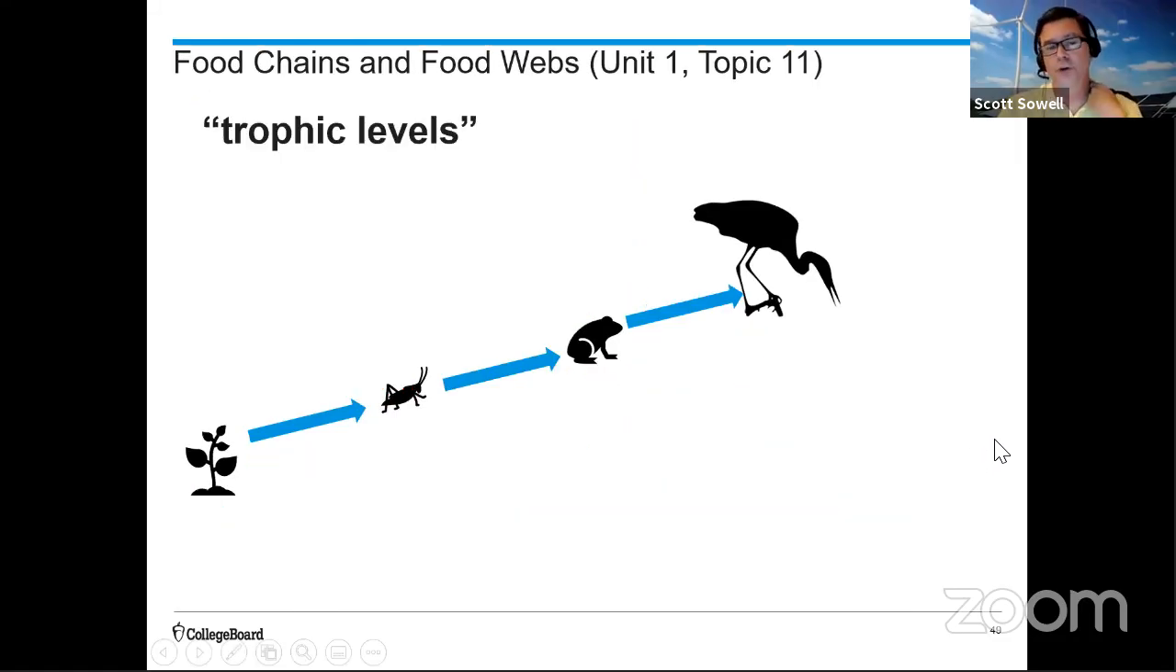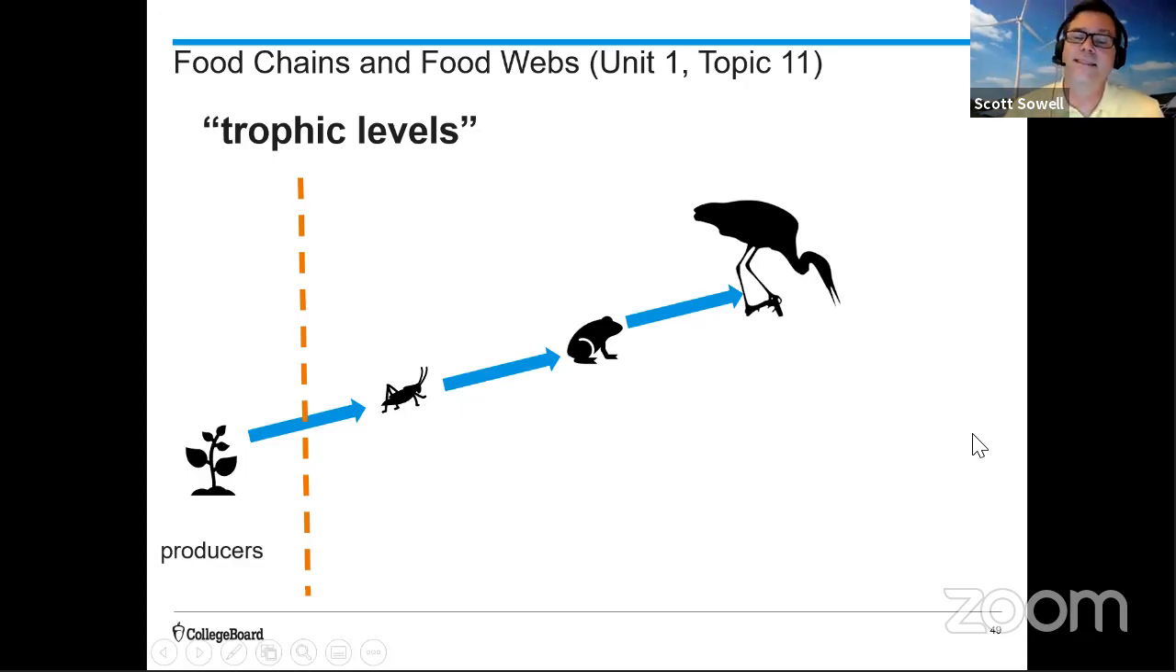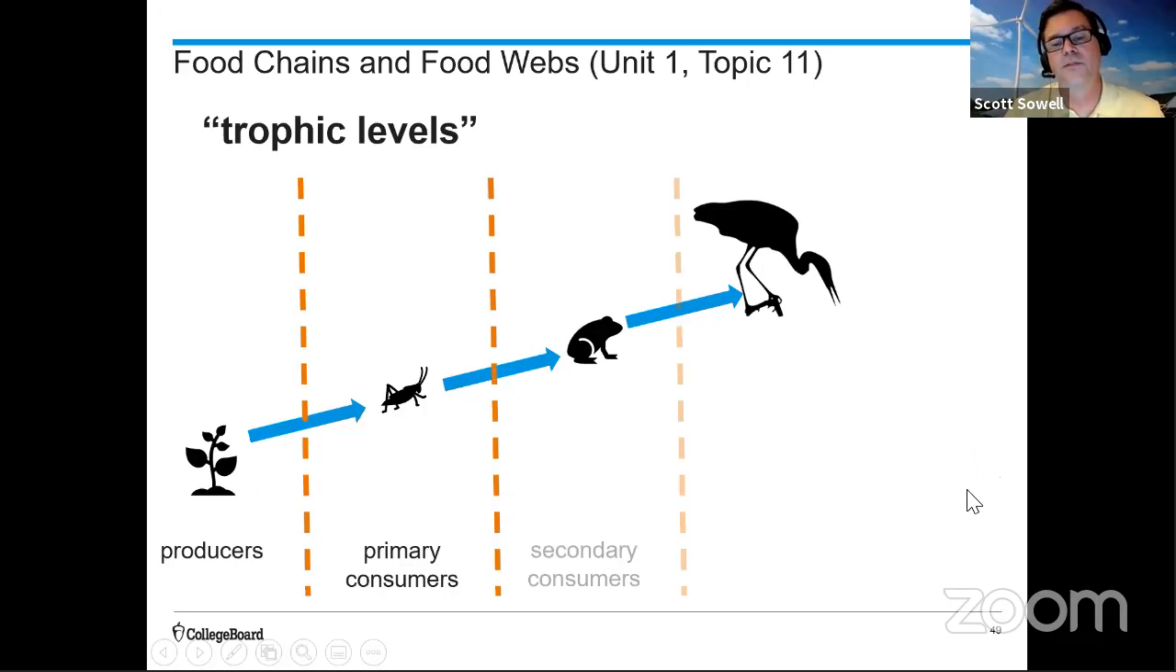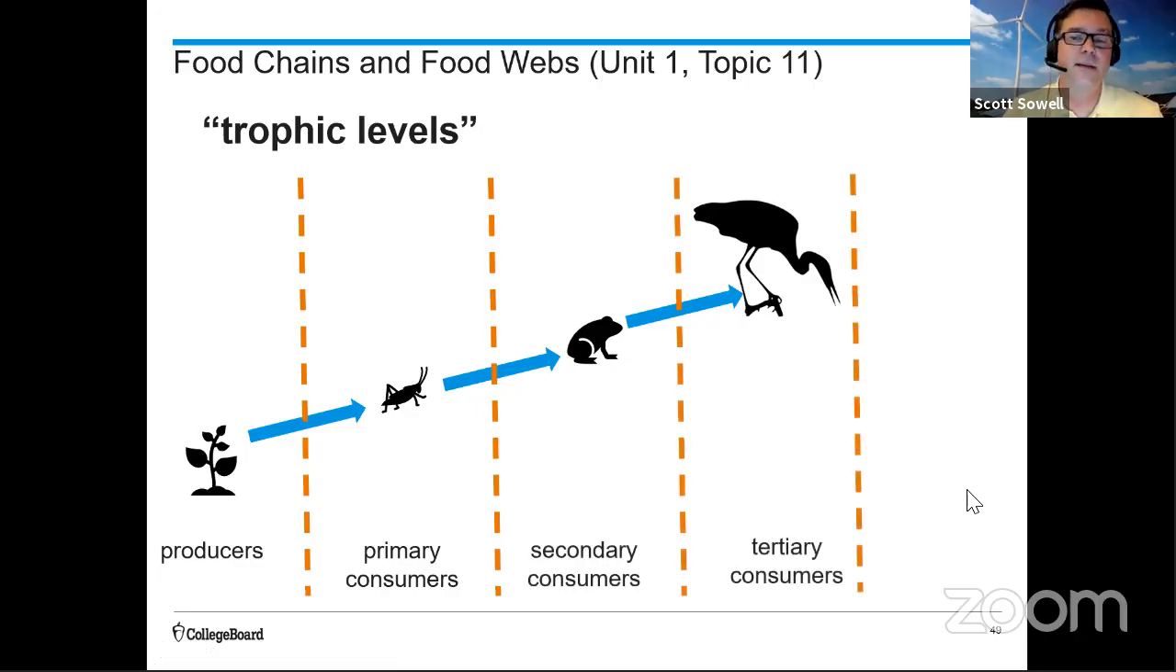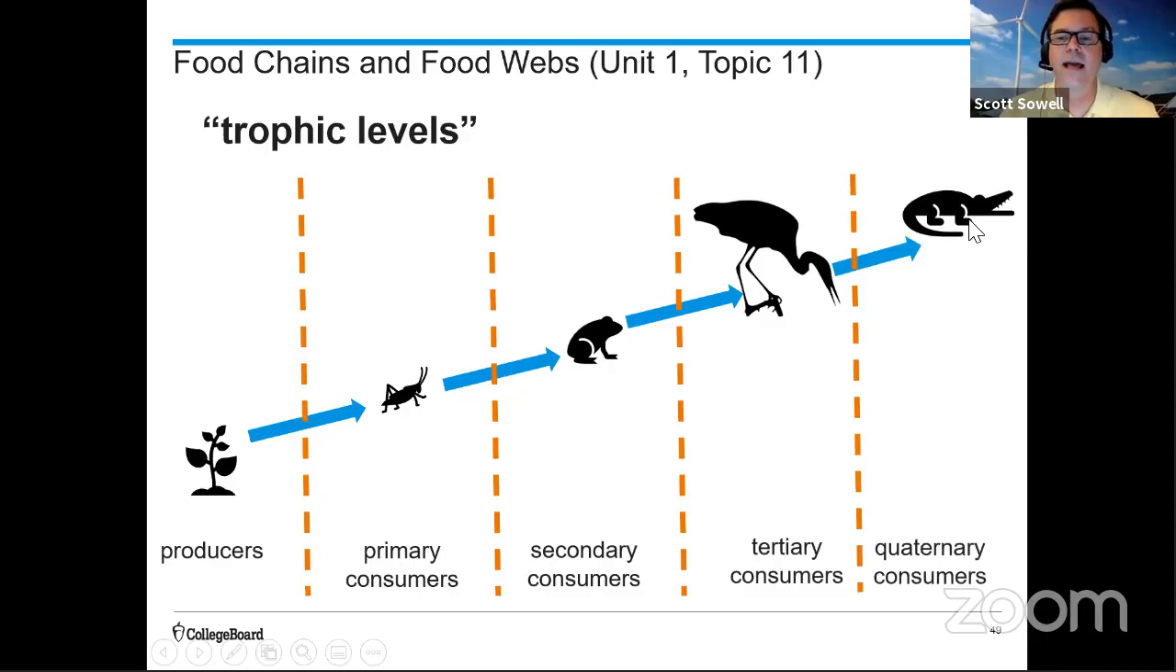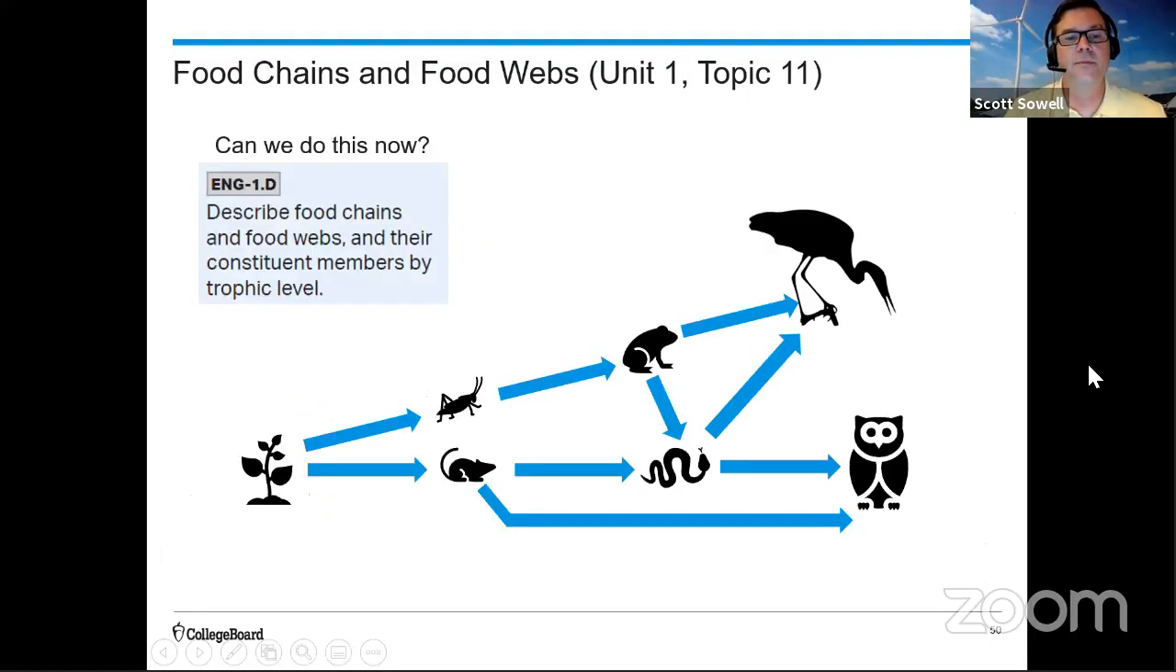So then we have this idea of trophic levels. The first trophic level is the producers, the primary producers. These are the plants that are undergoing photosynthesis. The next category of organisms are the primary consumers. The primary consumers are the ones that eat the producers. And then, no surprise, we've got secondary consumers and tertiary consumers. Sometimes you will have quaternary consumers, if we added an alligator in here to eat the heron. But these are the trophic levels that you'll need to be able to describe.